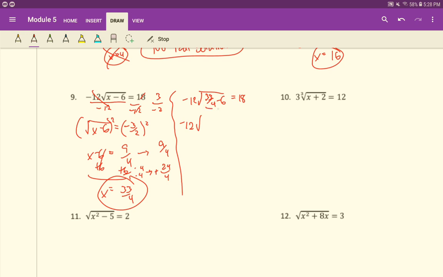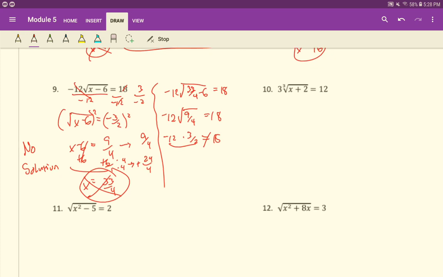Okay, and if you finish this workout here, you'll see that that's not so. Again, 33/4 minus 6 is, if you get common denominators and stuff like that, you're going to get 9/4. Okay, and when you square root that 9/4, you get 3 halves. And you can see again, we have a negative times a positive. That's not going to be able to equal 18. So this is no solution here. So we'll have to say there's no solution. All right, moving on to number 10.